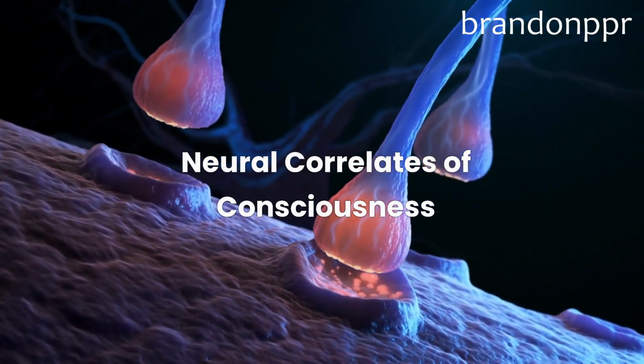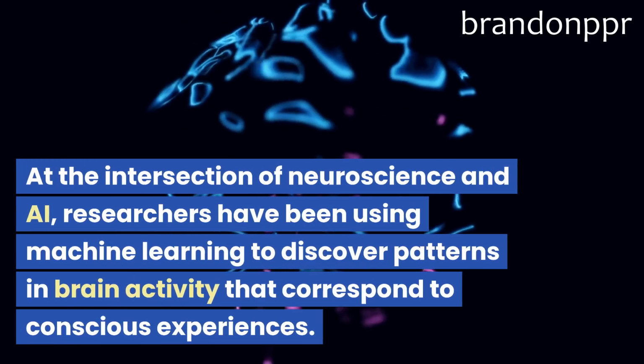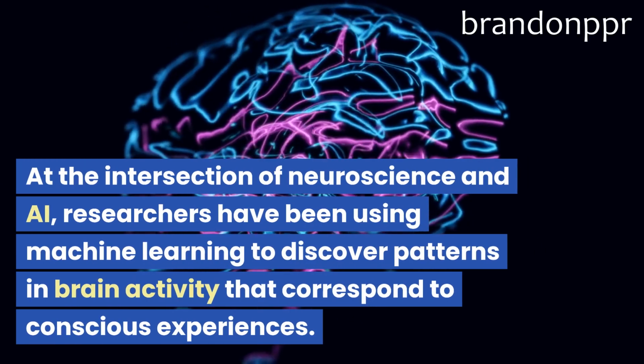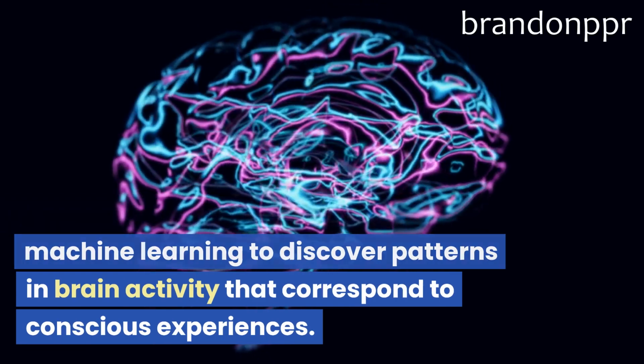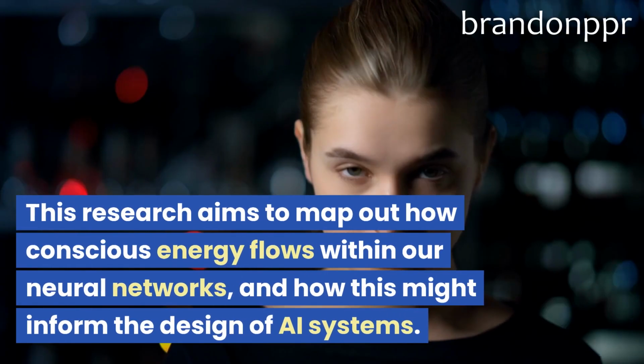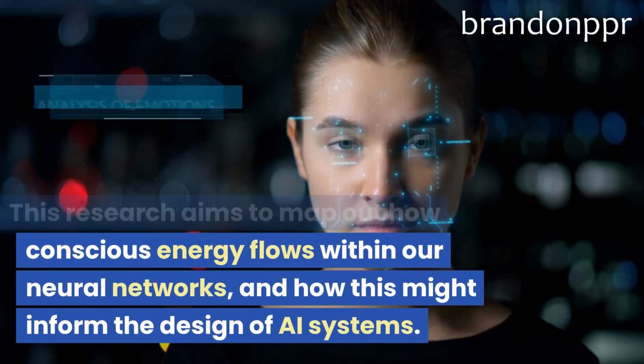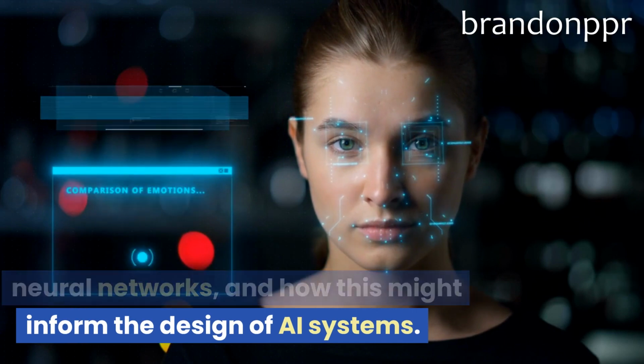Neural correlates of consciousness. At the intersection of neuroscience and AI, researchers have been using machine learning to discover patterns in brain activity that correspond to conscious experiences. This research aims to map out how conscious energy flows within our neural networks and how this might inform the design of AI systems.